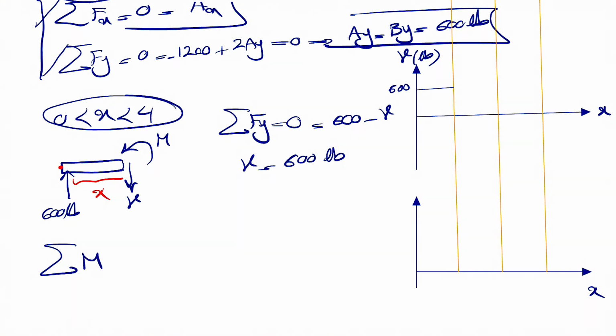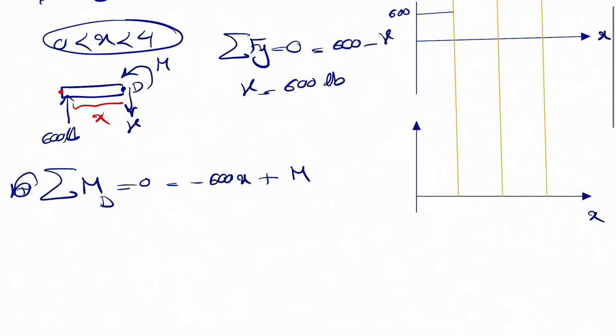And for the moment, we're going to find the moment about where we did this section, or the point that we have in here. I'm going to show it maybe with D. So we're finding the moment about D equals 0, counterclockwise always positive. And we're going to have the moment of the 600-pound force. And as we can see, it will be a clockwise moment. So negative 600 times X plus the moment that we have. And this will be equal to 0. And our bending moment here would be 600X.